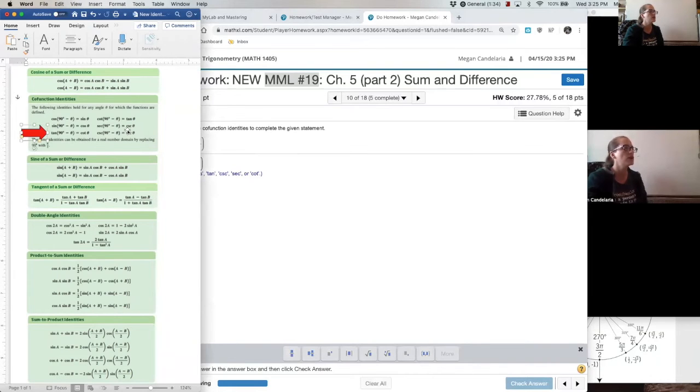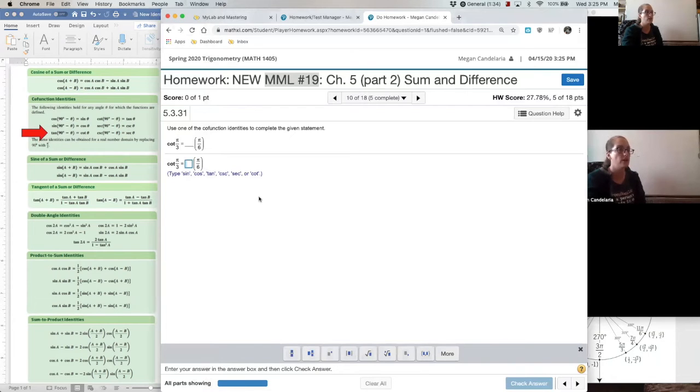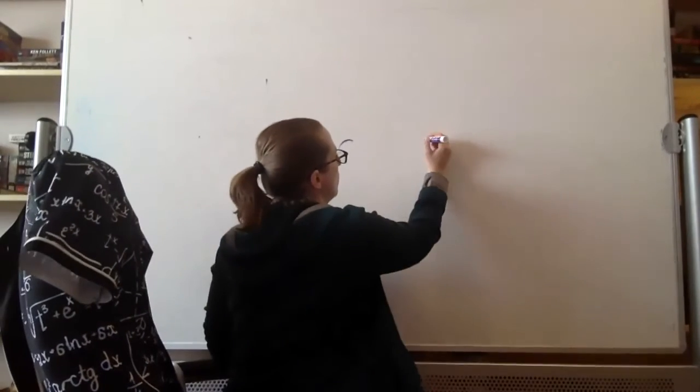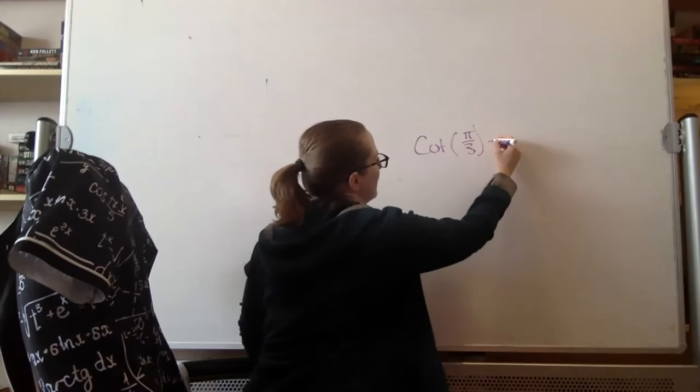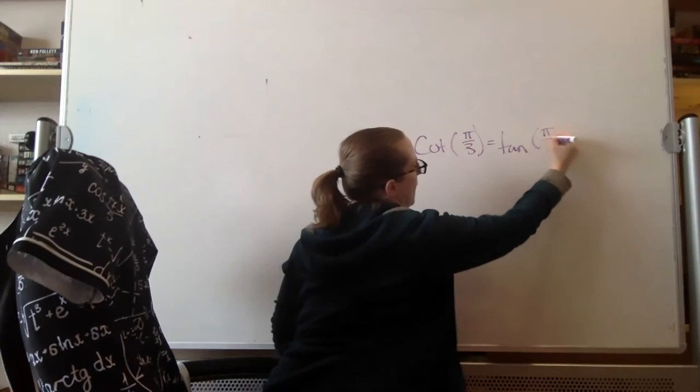If we look at our co-function identities, notice that tangent and cotangent are co-functions. So simply by that logic, this almost has to be tangent. However, if we want to check that, and you know we do, one thing we can do is remember this 90-degree relationship, or pi over 2, between a function and its co-function. What do I mean by that? Well, I'm going to come over to the board. So we're trying to show that cotangent of pi over 3 is equal to tangent of pi over 6.